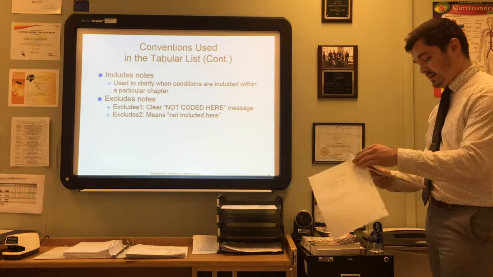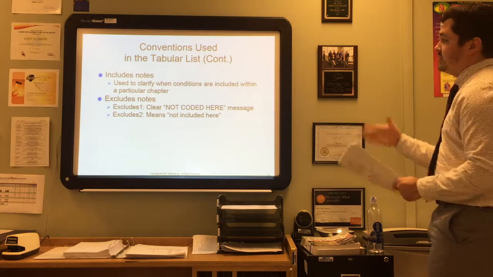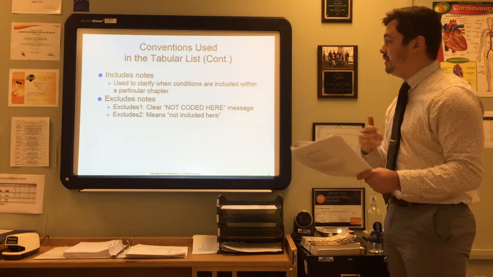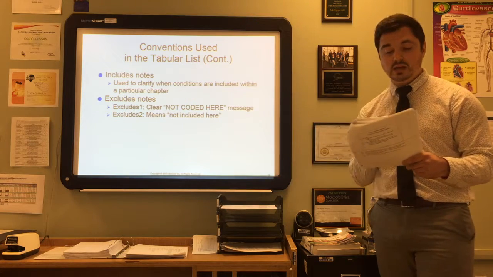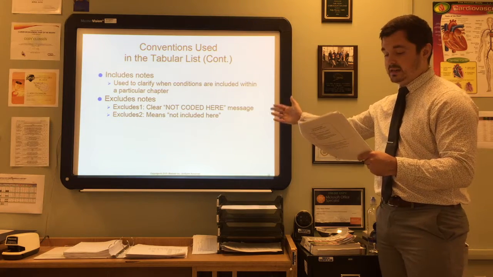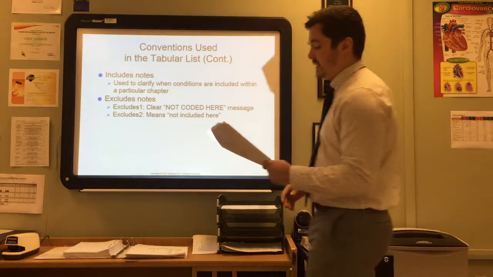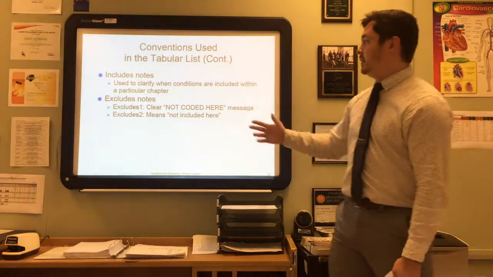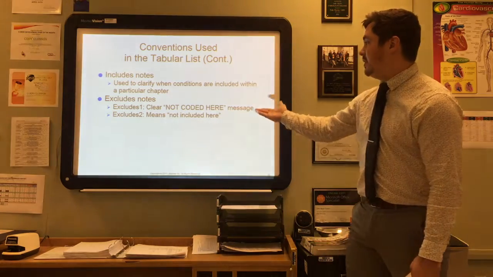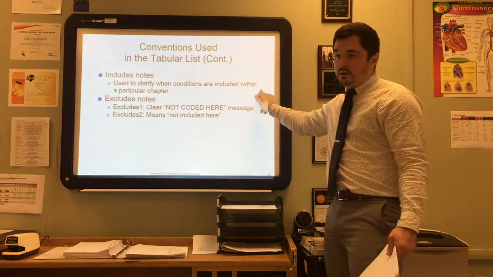And we're almost done here, guys. Just a couple more slides. You can have an includes note, which is used to clarify when conditions are included within a particular chapter. So the ICD-10 CM uses 2 types of exclusion notes. Either or both of these statements may be present under a category, subcategory, or code. So those two excludes notes could be "not coded here" or "excludes2," which means not included here. Okay?